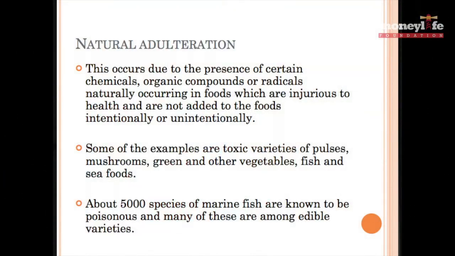Natural adulteration occurs in the presence of certain chemicals, compounds, organic compounds or radicals naturally occurring in foods which are injurious to health and not added to foods intentionally or unintentionally. Some examples are toxic varieties of pulses. Now, kesari dal is the classic example here. Mushrooms, green and other vegetables, fish and seafoods. About 5,000 species of marine fish are known to be poisonous, and many of these are among edible varieties.